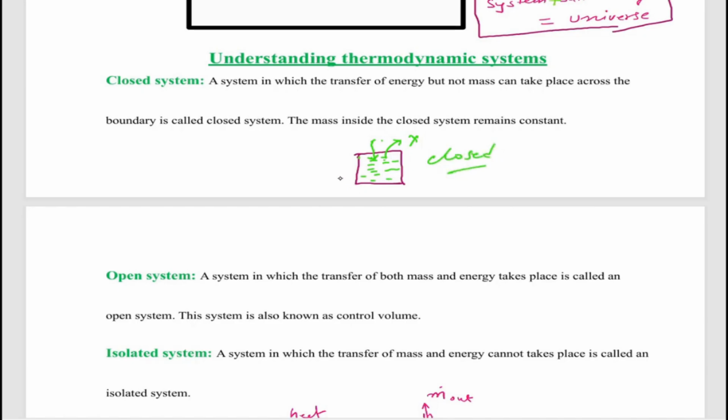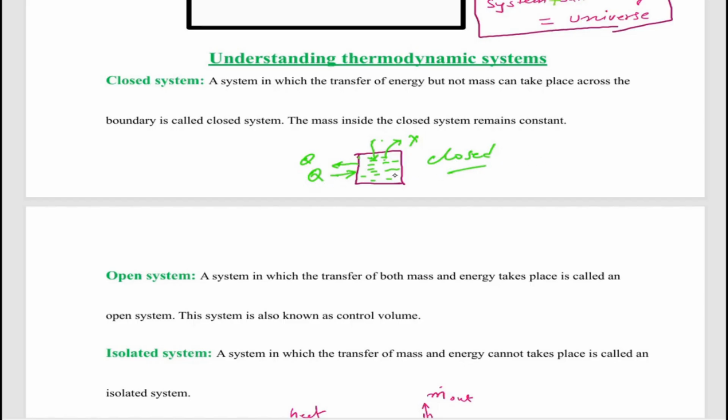But here energy may transfer, right? For example, we can give heat to this system. Heat may go into the system or come out from the system also. So energy may interact with the system, but there is no mass interaction between the system and surrounding. Such systems are called closed systems, right?